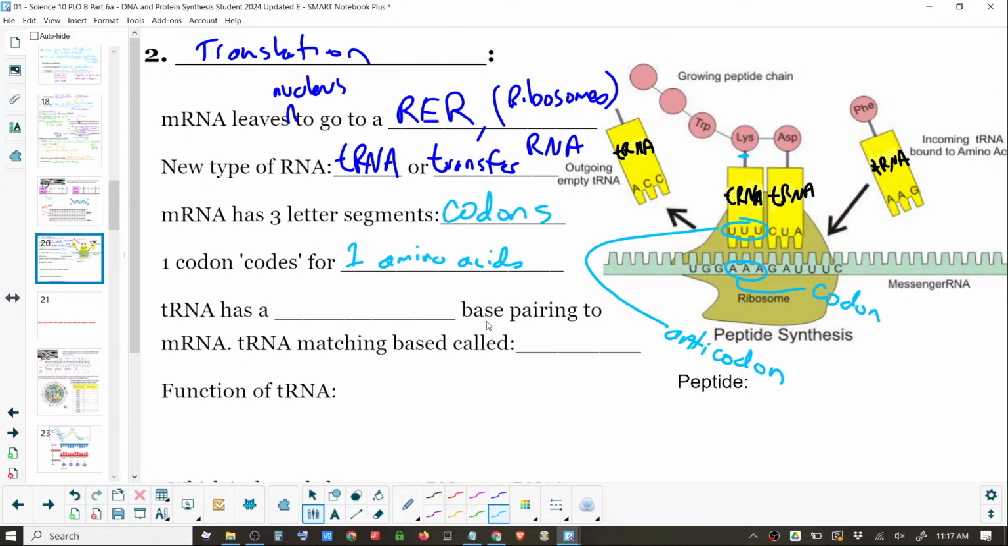What is it called when you have these two bases pair, U to A, A to U? Complementary pairing. Complementary pairing. Well done.